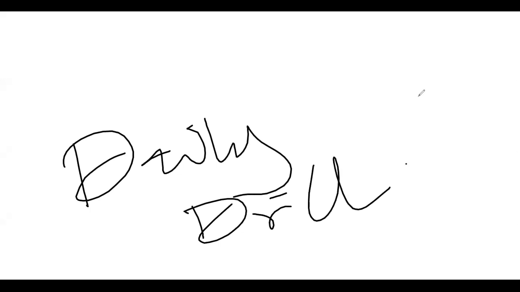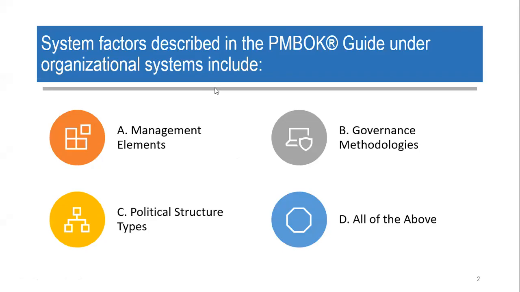Today, we're going to take a look at various areas. We're going to take a look at the earlier chapters in the PMBOK guide. So why don't we jump straight into this question from chapter 2? System factors described in the PMBOK guide under organizational systems include what?